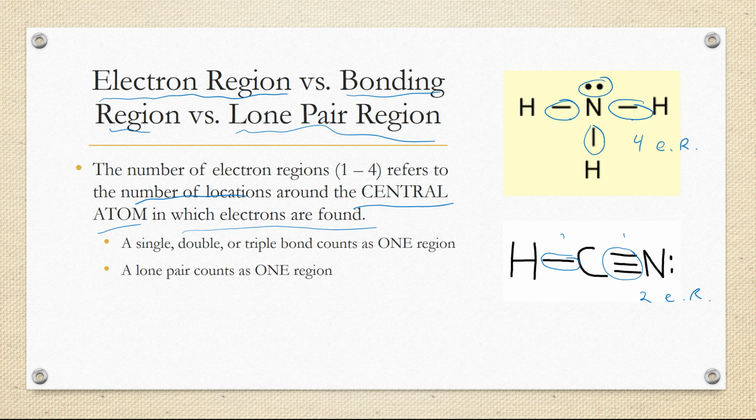Now, notice we are not counting the outer atoms. We're only looking at the number of electron regions around the central atom, which would be nitrogen in one case and carbon in the other. So we're not counting that lone pair out there. We're only counting the regions around the central atom. In this case, I have 1 here, 1 there, which makes 2. I have 4 around nitrogen to make 4. So electron regions are anywhere we find electrons. It could be a lone pair or an area where we have bonds.